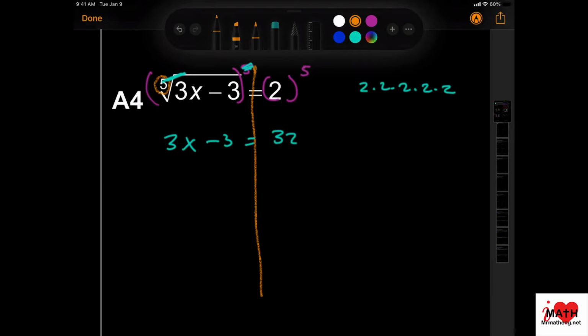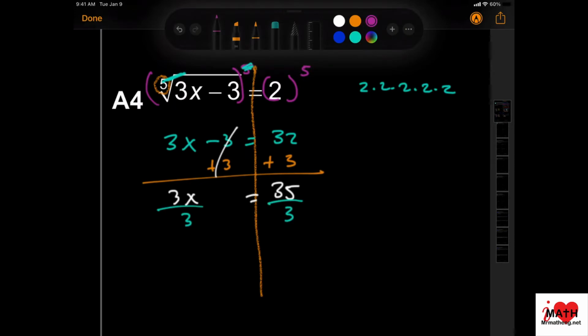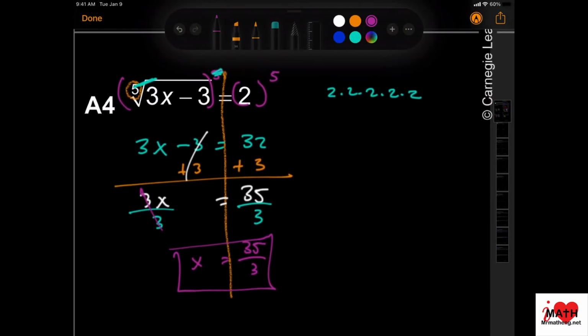And add 3. 3x equals 35. We're going to divide it by 3 here. Now 3 cannot go into 35, so we're just going to leave it as an improper 35 over 3. This is a possible solution.